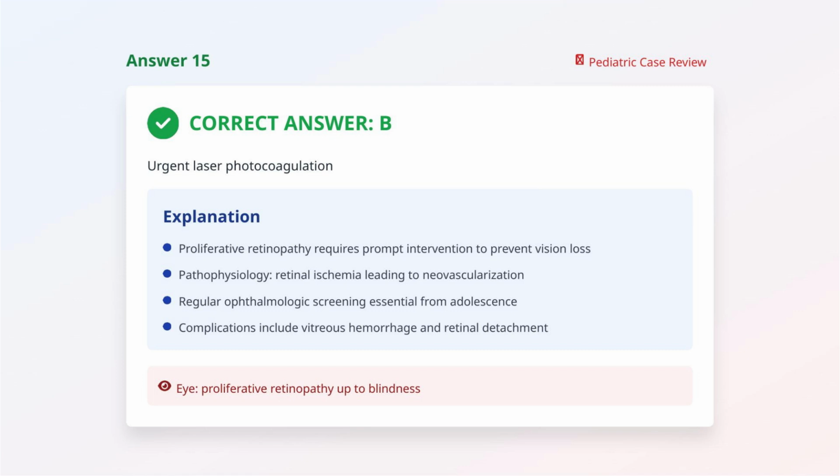The pathophysiology involves retinal ischemia leading to neovascularization, which can cause serious complications if left untreated. Laser photocoagulation is the treatment of choice to ablate these abnormal blood vessels and prevent vitreous hemorrhage and retinal detachment. Regular ophthalmologic screening is essential from adolescence to detect retinopathy early.